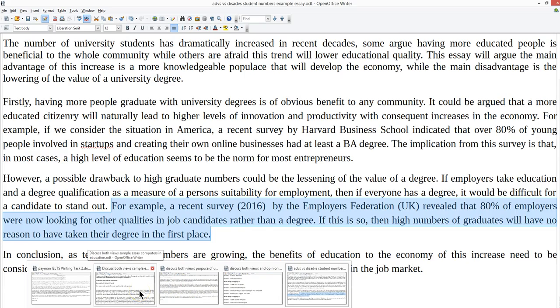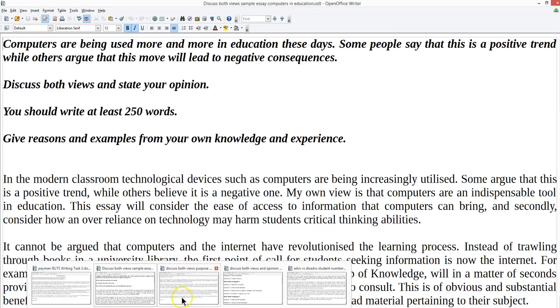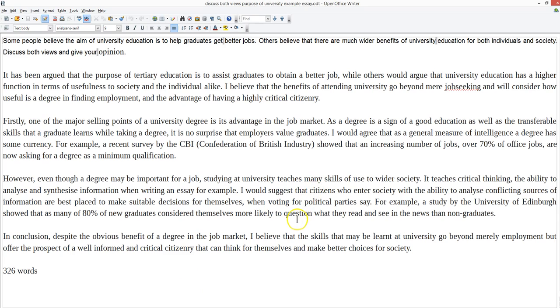I pulled a couple of essays up just to give you some ideas. Oh yeah, so this is pretty similar. The purpose of education. A recent survey by the Confederation of British Industry showed over 70% of office jobs were asking for a degree. For example, a study by the University of Edinburgh showed that 80%. Right, now, so this is what I'm talking about. It's the same general idea, right?